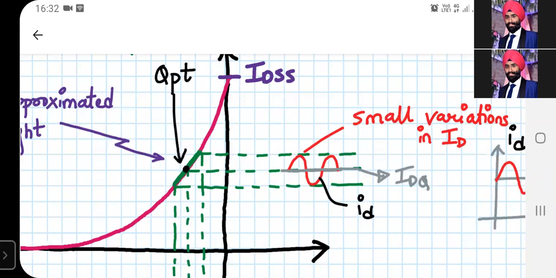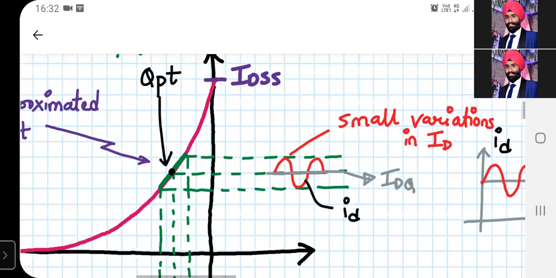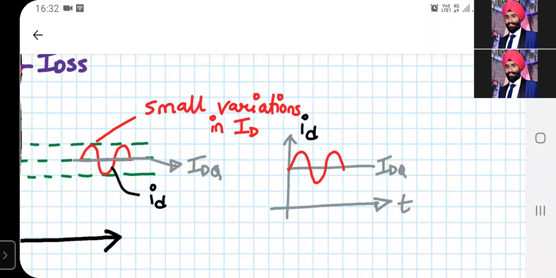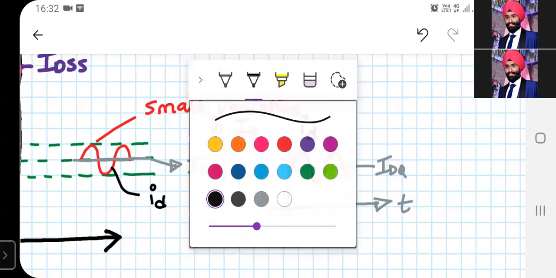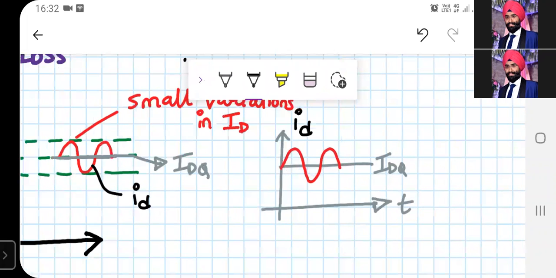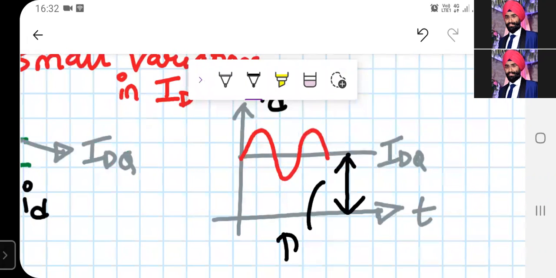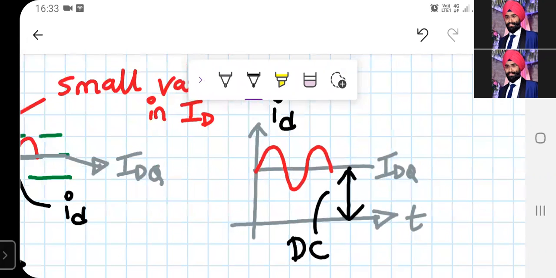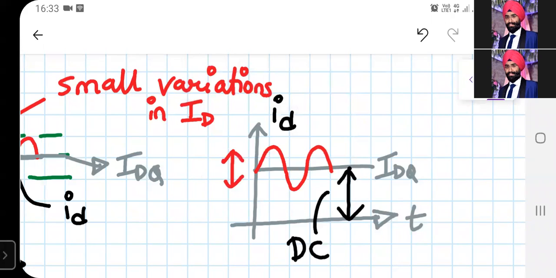We have determined IDQ before, but these variations, this red color curve which you see, are the AC variations. This will give you a clear picture. So this red color is my AC variation, and this IDQ is my DC value. You remember? This height over here is my DC, and this height of this red color curve is my AC. This is your AC, and that is what we are combining, AC with DC.